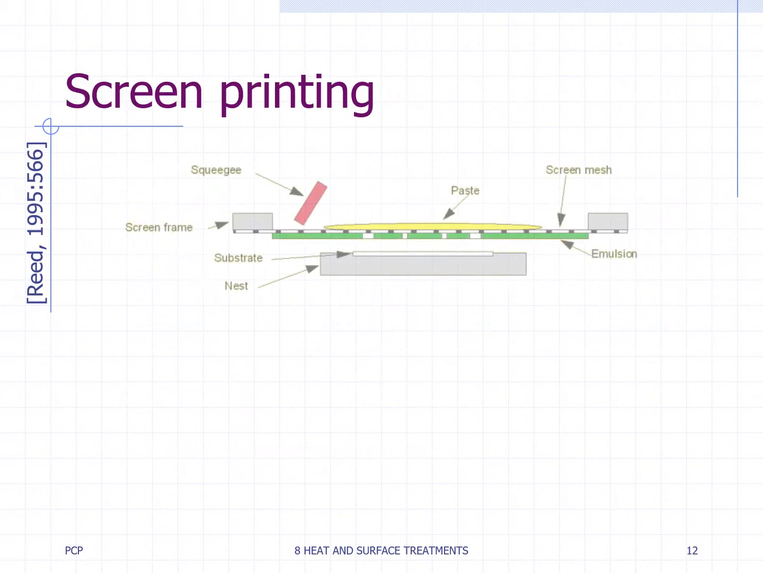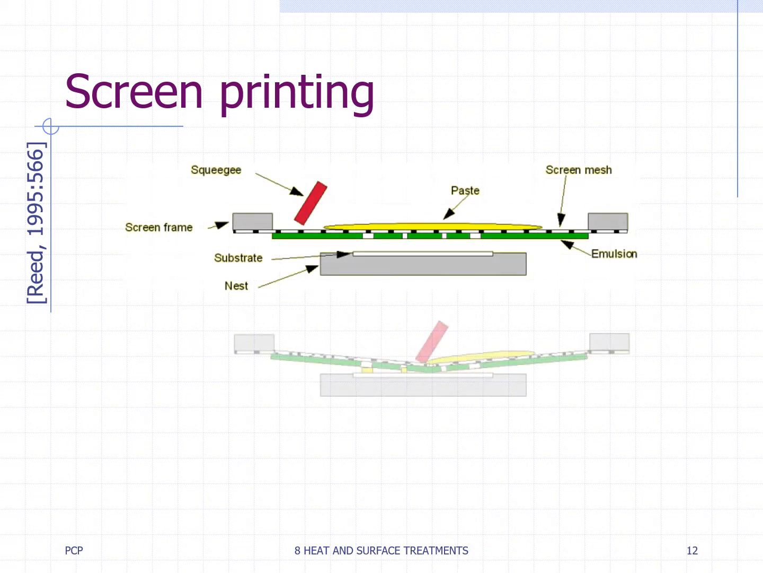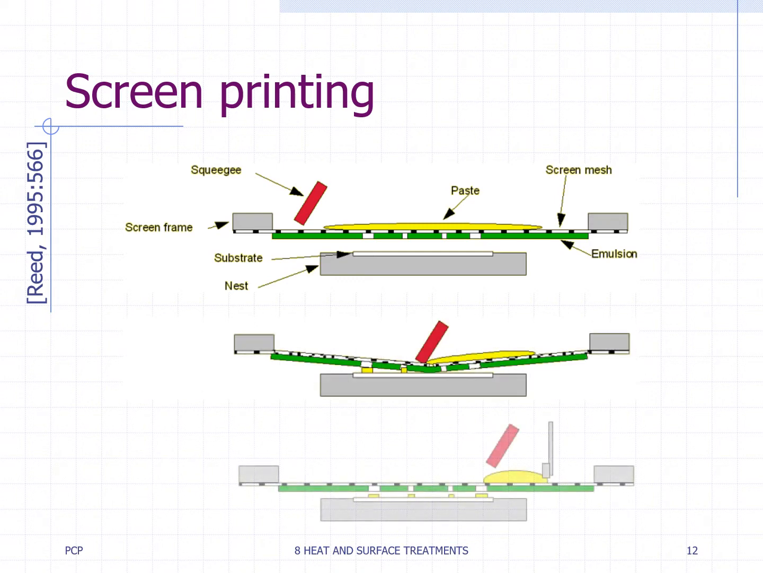In screen printing, an open pattern in a stencil screen defines the printed pattern. A thick paste is forced through a stencil screen onto the surface below using a squeegee and nozzle assembly. Common screen-printed thick films are larger than 200 micrometers.